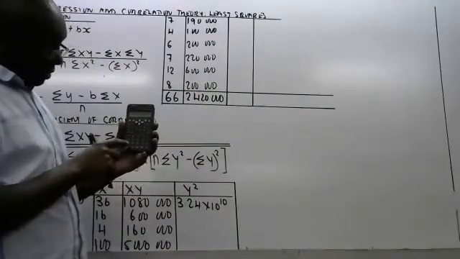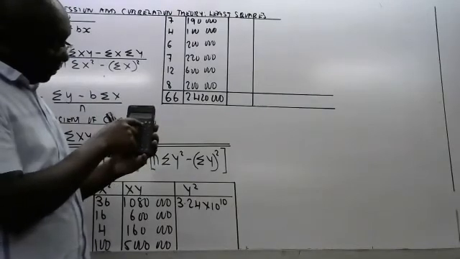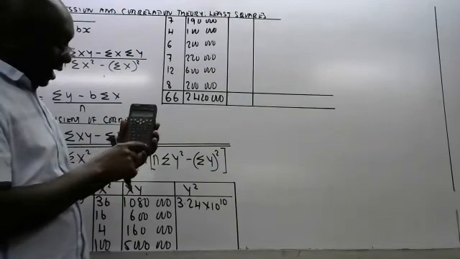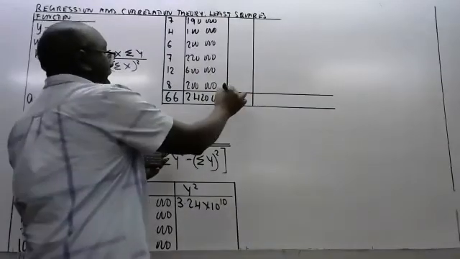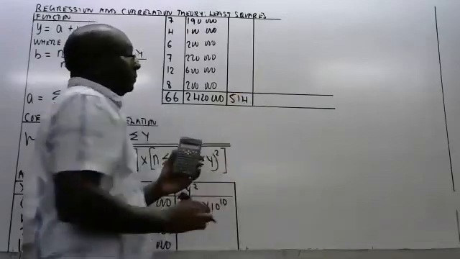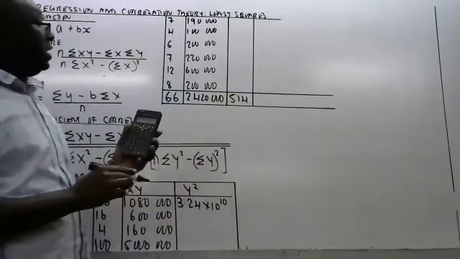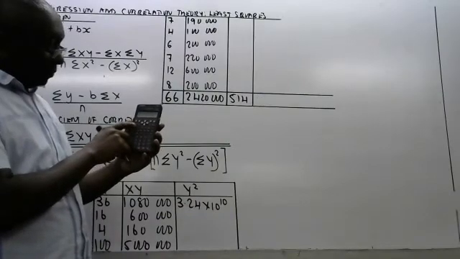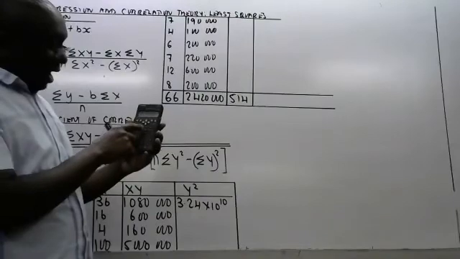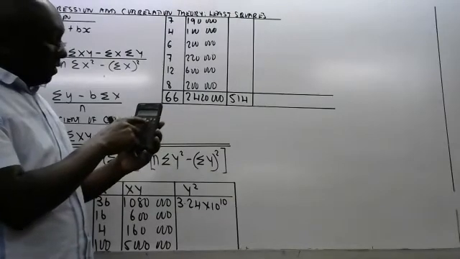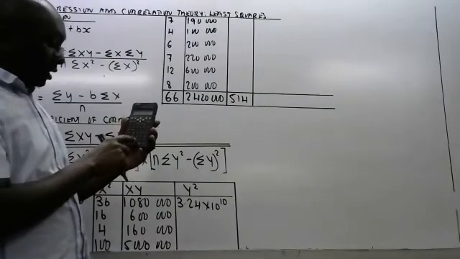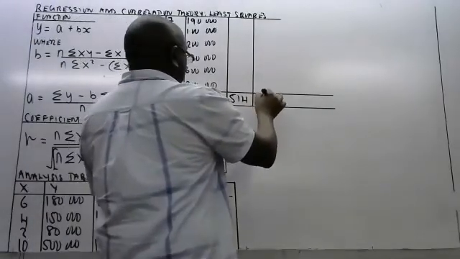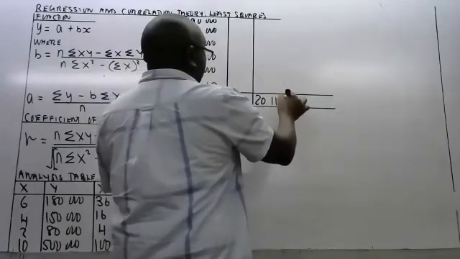Then shift button number 1. We are looking for sum of x squared, that is number 1, and then equals 514. Then from there, shift button number 1. You will play forward to where we have xy, which is number 3, equals. You get 20,110,000.